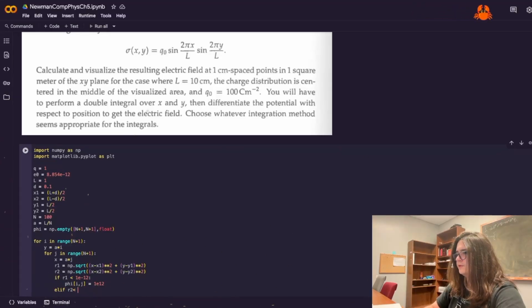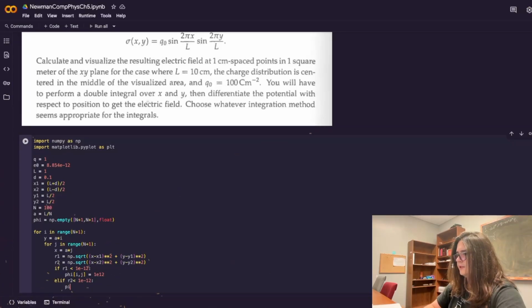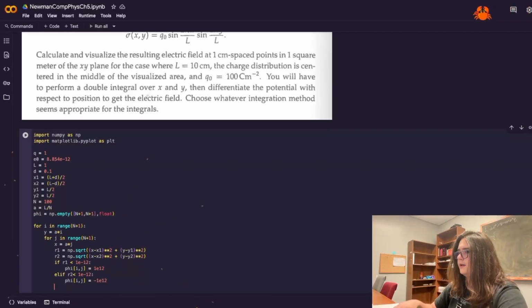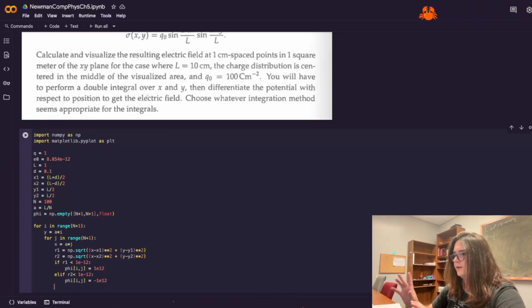Same thing for R2. If it gets arbitrarily small, we can set the electric potential to be arbitrarily large, but in the minus direction because it's a negatively charged particle. That way, whenever we make the graph, those points don't represent anything physically, but it will make the graph look nice and smooth whenever we apply the color map, right?